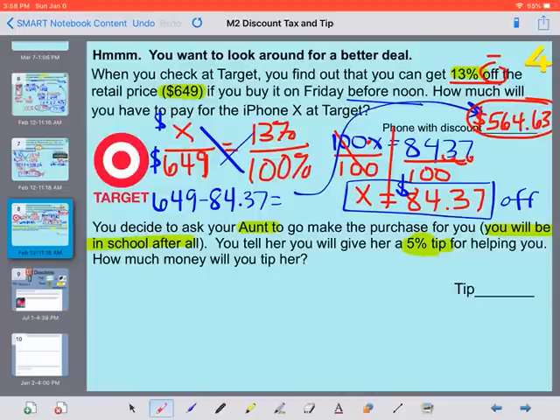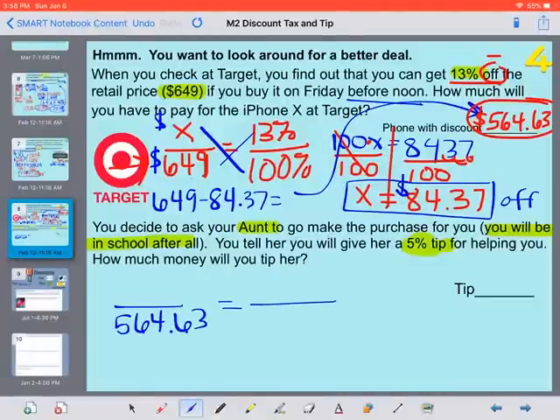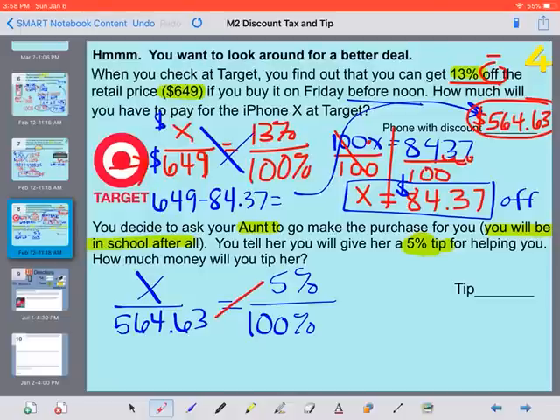If you found 5% of $649, well, you're not actually spending that much money, so you'd be tipping her more than you need to. So we don't know what part we're going to tip her, but we know it's out of a total of $564.63. And we're tipping her 5% of the total, 100%. We need to figure out what is 5% on the top. So we're cross multiplying. 100 times x is 100x.